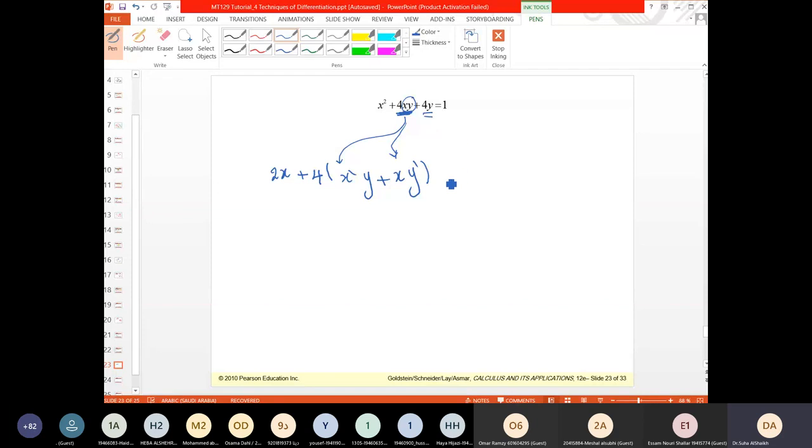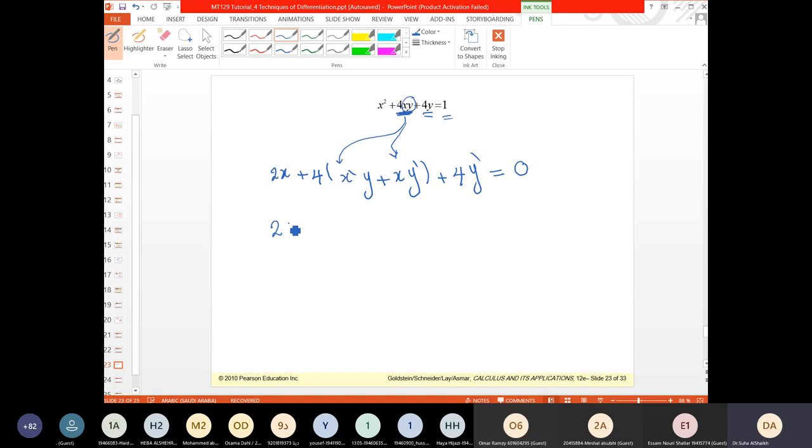What's the derivative of the 4y now? Excellent. It's 4. Derivative of 4y is 4, but we have to multiply with y dash. It's 4y dash. That's correct. What's the derivative of the 1? 0. This step is still not finished. Yeah, we still didn't finish this part.